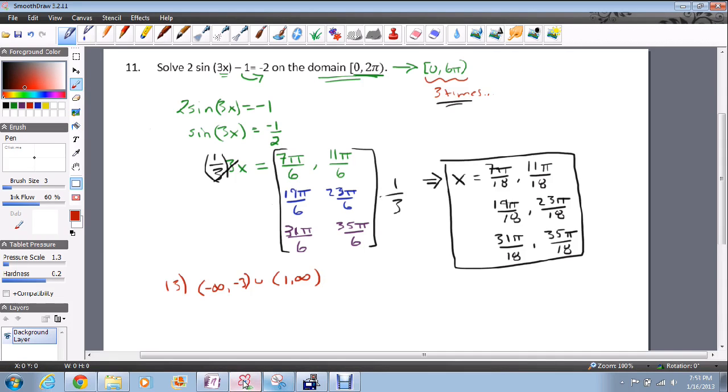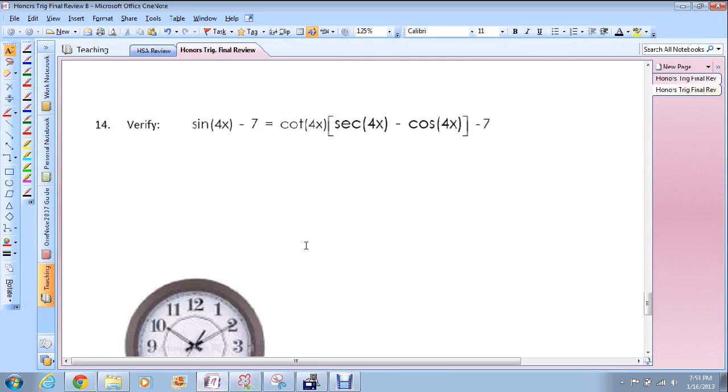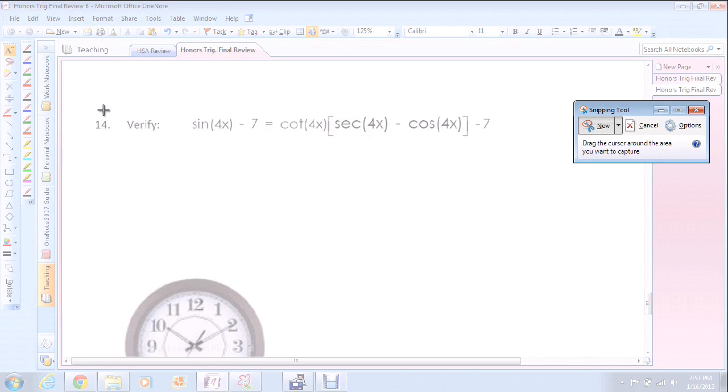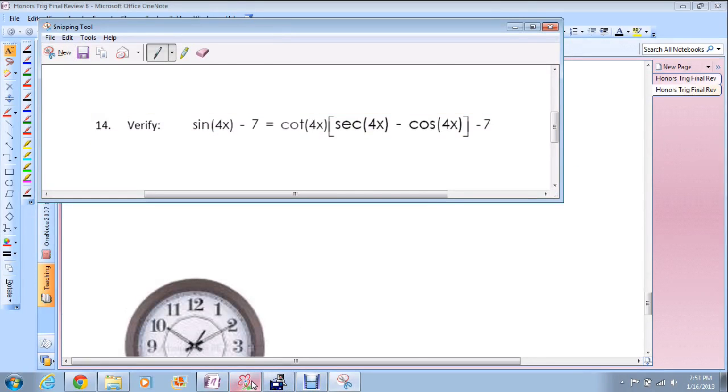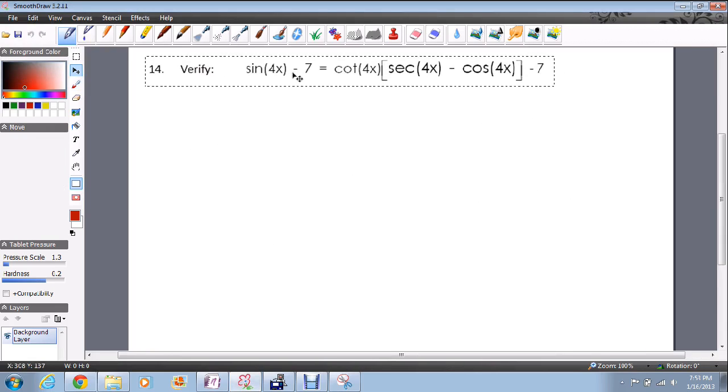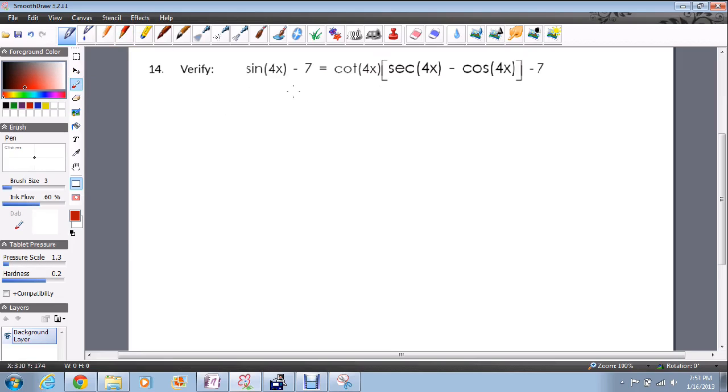Alright, the next problem, number 14, asks us to verify this trig equation. So basically we want to make the more complicated side look like the less complicated side. So what I'm going to do is go with that approach I just talked about. I'm going to make the more complicated side, which I think we would all agree is the right-hand side, look like the left-hand side. It's going to be much easier to do that than it would be to manipulate the left-hand side in order to look like the more complicated side.